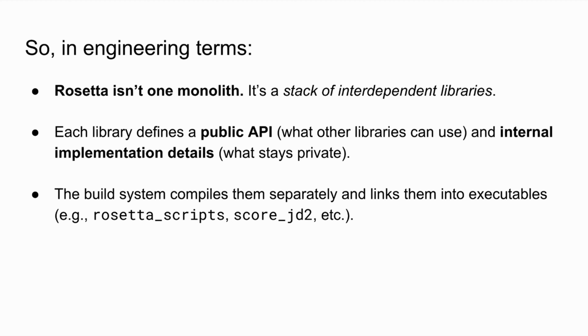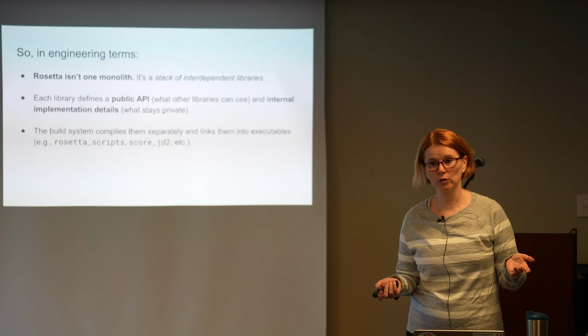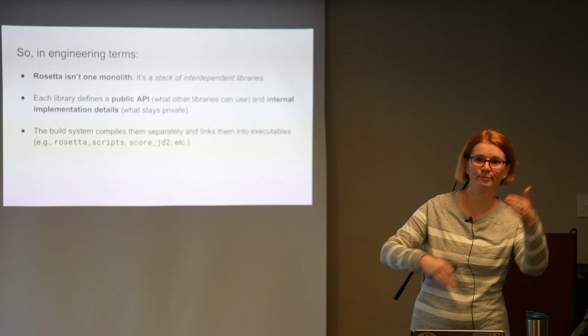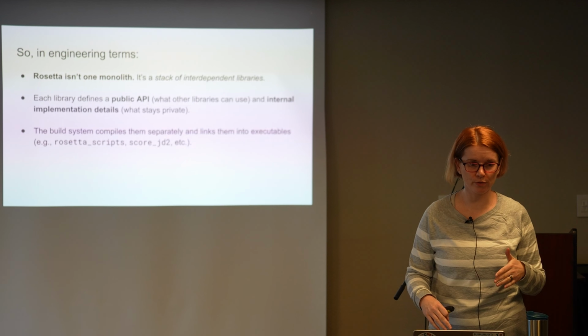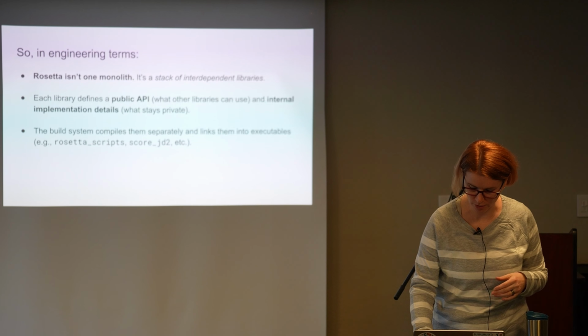The build system compiles them separately and then links them together into executables. Those executables could be Rosetta scripts or loop model or docking and so on and so forth. So when you compile Rosetta in your binary directory, you have a ton of executables, right? And so this is what those executables are.